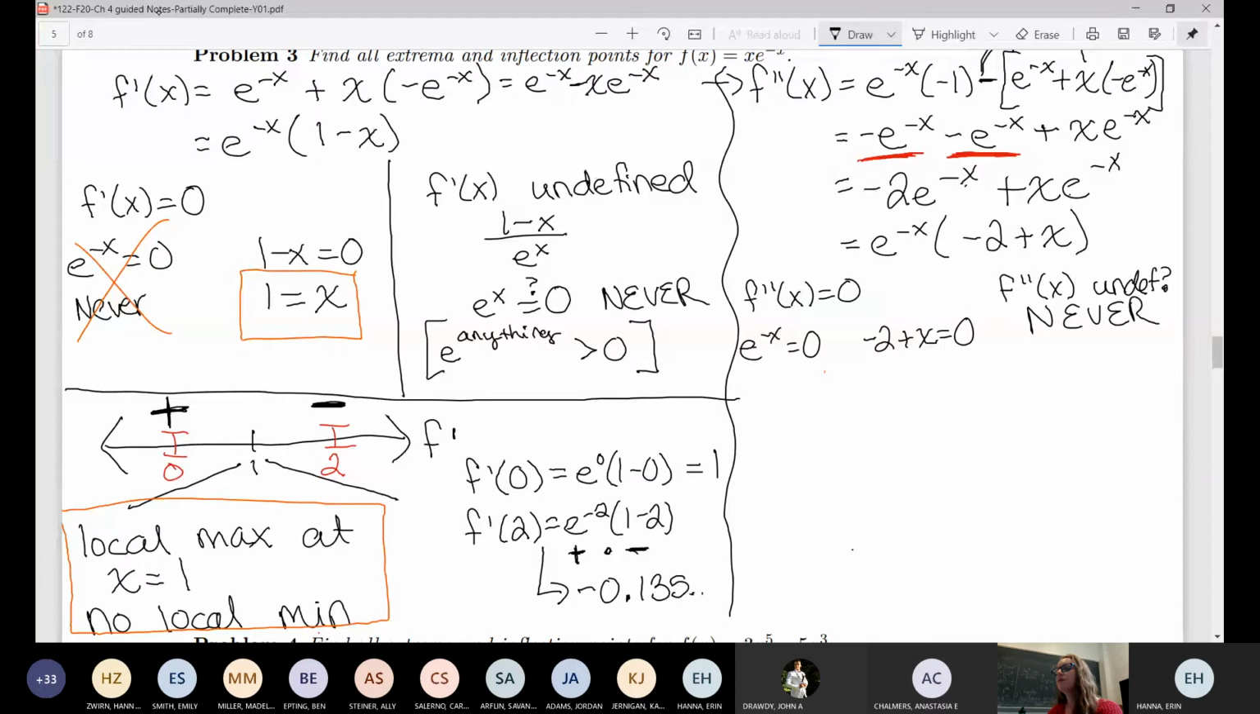Let me put a little bit more on this. Never, same reason as f prime. So this will never happen because e to the anything is never 0. And then we get x equals 2.